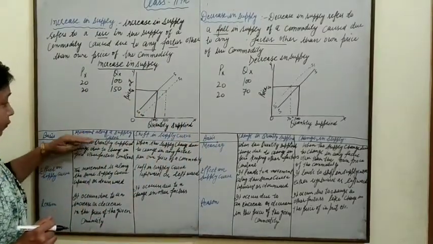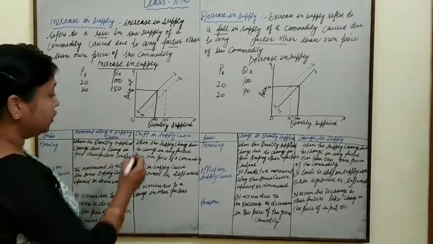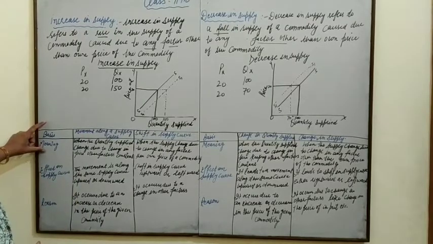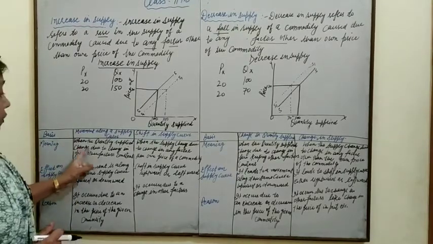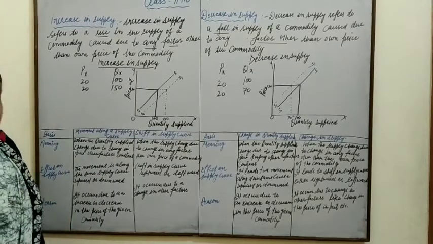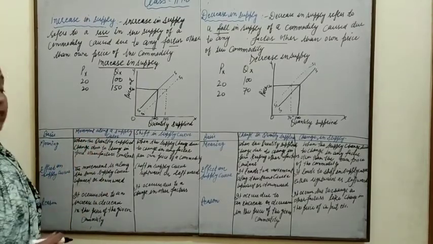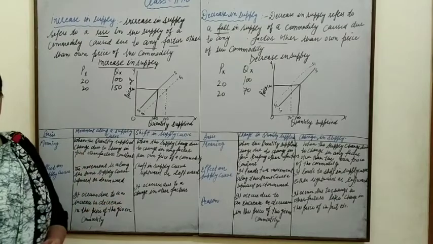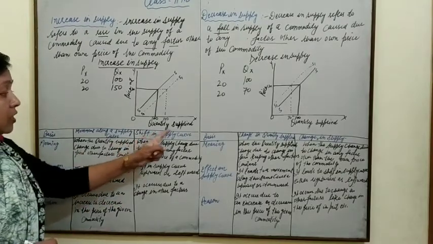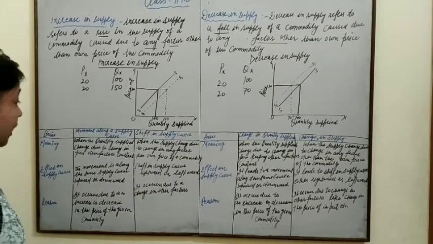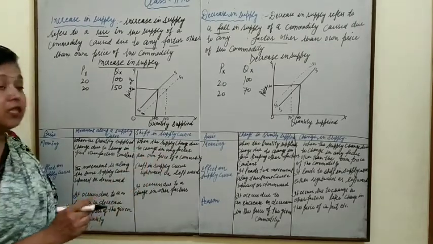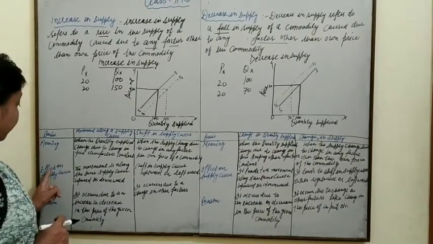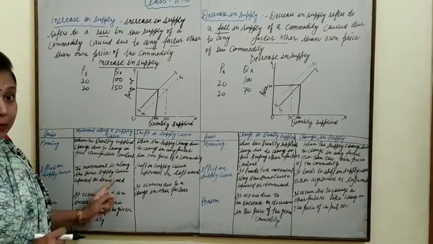Now, what is the difference between movement along a supply curve and shift in supply curve? First, we will differentiate on the basis of meaning. When the quantity supplied changes, here we are talking about movement. Movement is when the quantity supplied changes due to a change in the price, other factors remaining constant. Shift in the supply curve is when the supply changes due to a change in other factors, not the price of the commodity. What will be the effect on the supply curve?